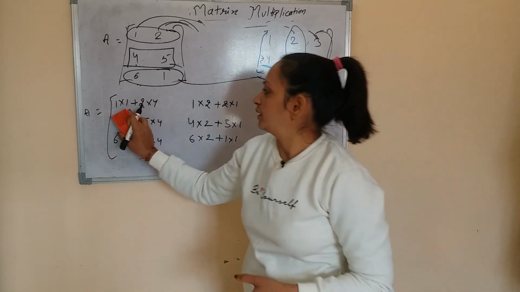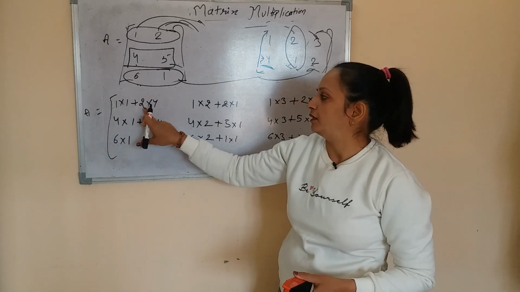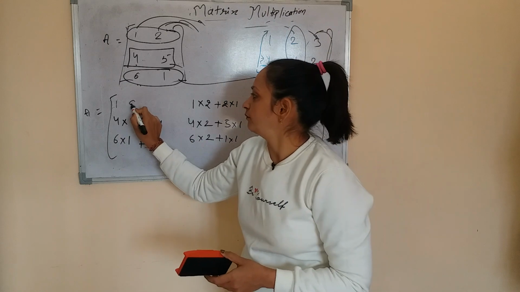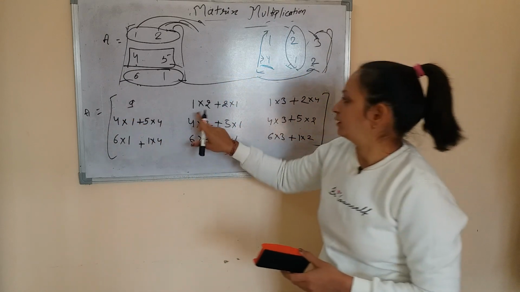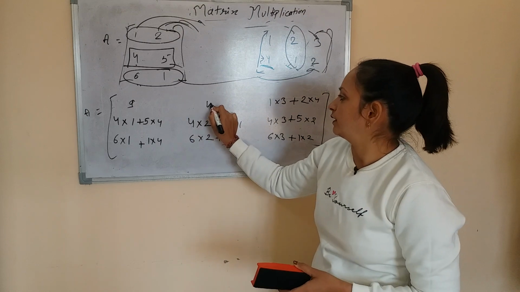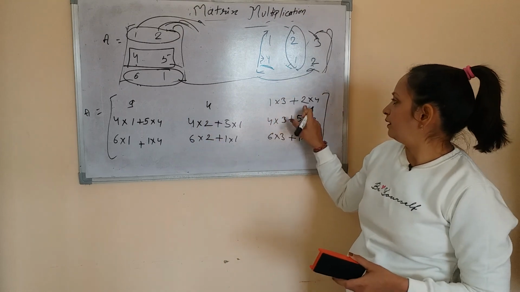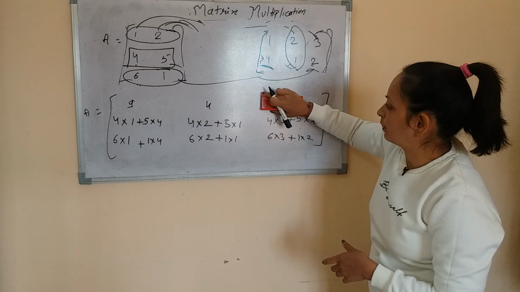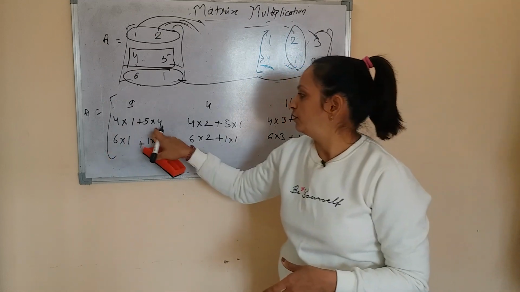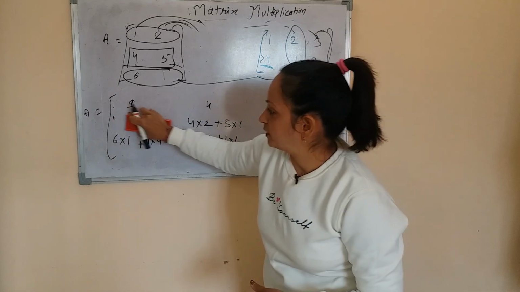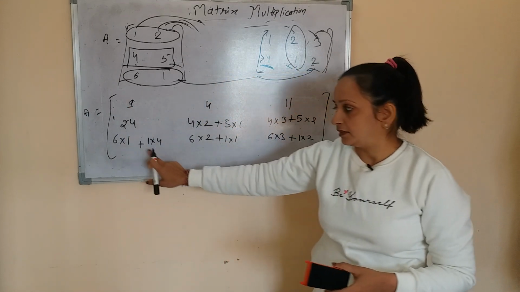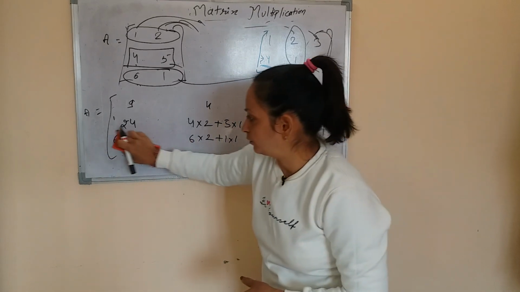So if I summarize this, this is 1 plus 8, so it will be 9. Okay, what is here? This is 2 plus 2, that is 4, so I can write 4 here. This is 3 plus 8, so it will be 11. This is 4 or 20, so 4 plus 20, that is 24. This is 6 plus 4, that is equivalent to 10.